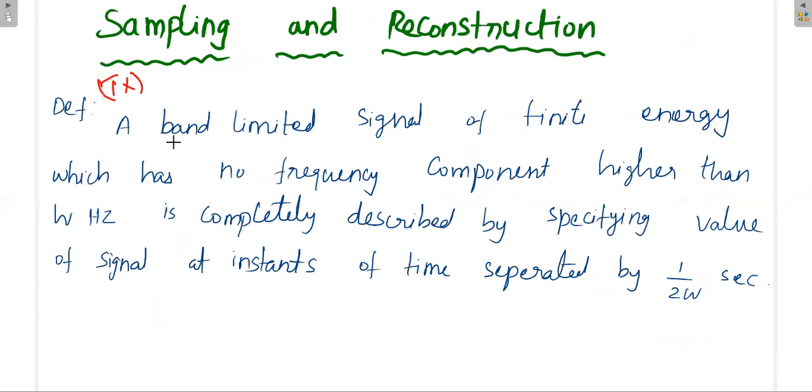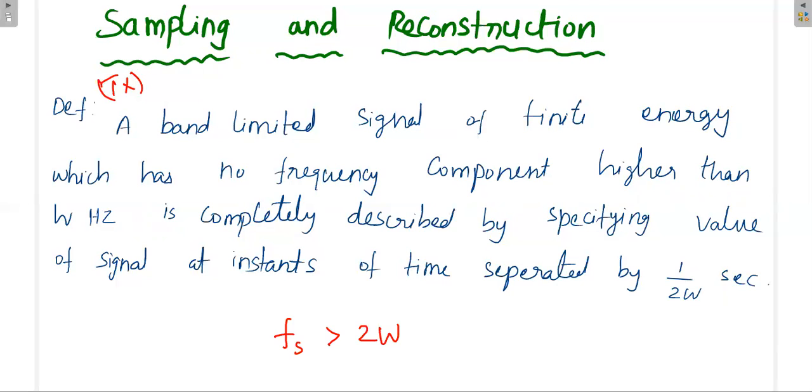That means a band limited signal of finite energy which has no frequency component higher than W hertz. That means what? The maximum frequency in the signal is W. So the maximum frequency in the signal is W, which has no frequency component higher than W. That means the signal is completely described.